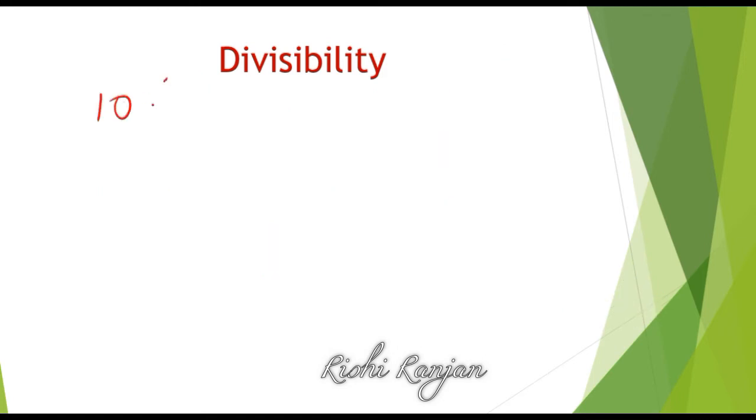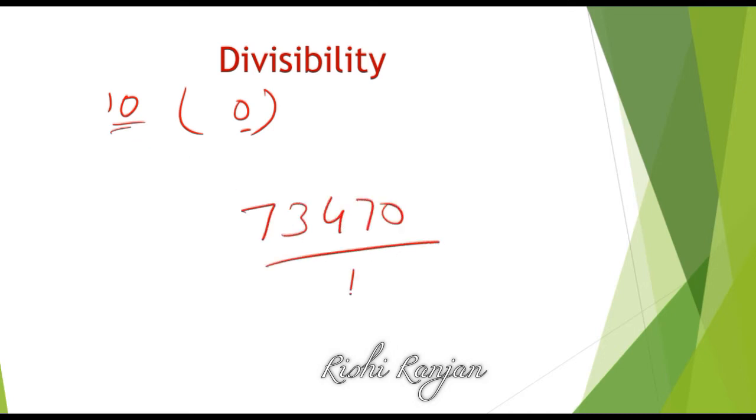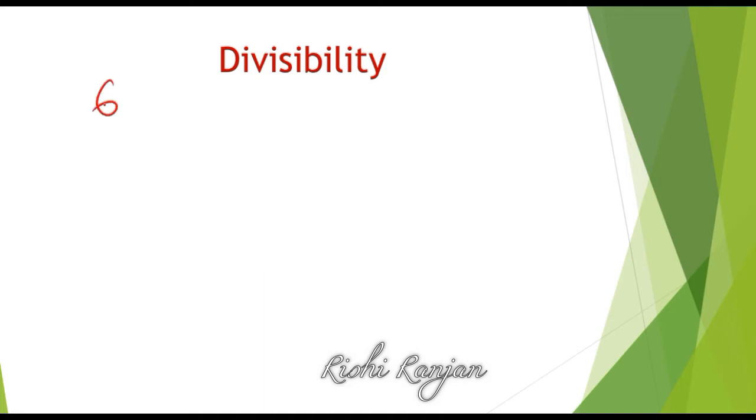Let's go to 10. How do we check for 10? If the last digit is 0, the number is divisible by 10. For example, 73,470, is it divisible by 10? Yes, the last digit is 0. Now 2, 4, 8, 3, 9, 5, 10 is done. Only 6 and 7 are left out.